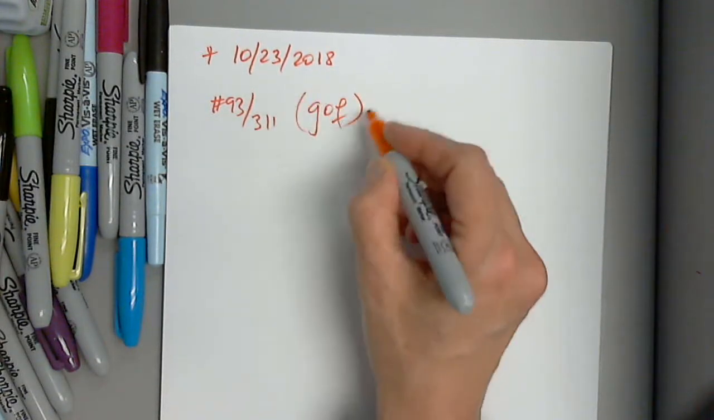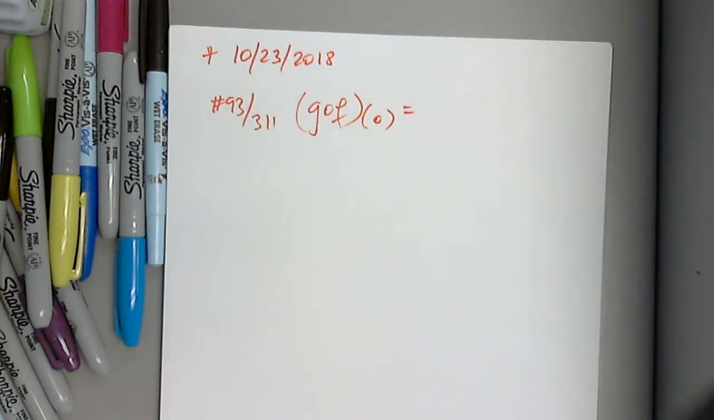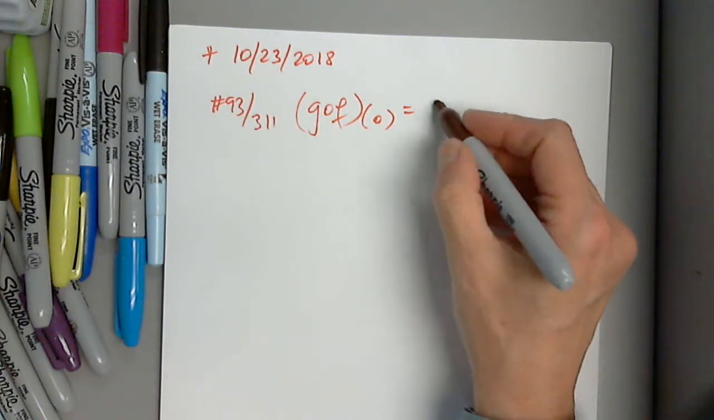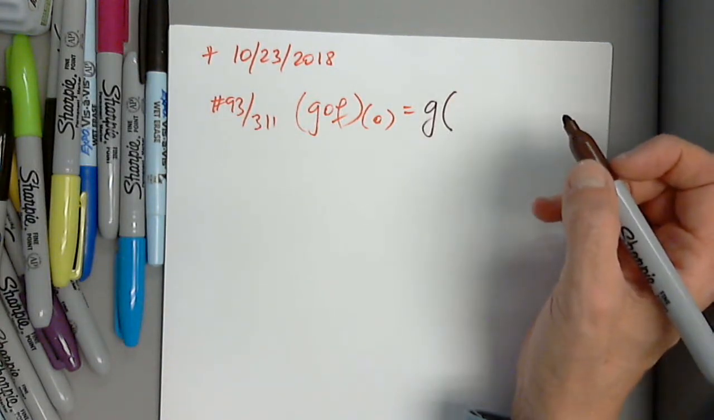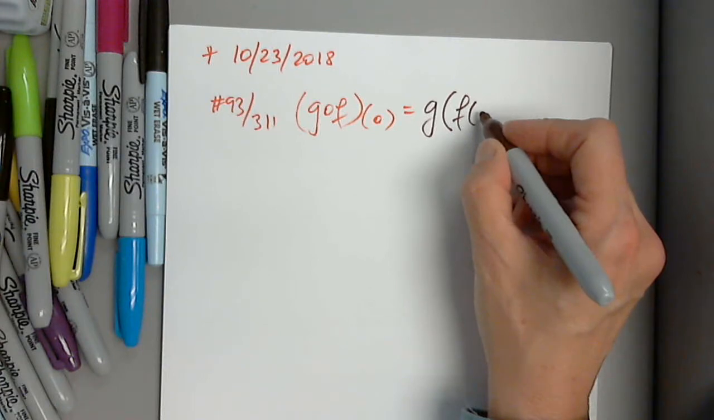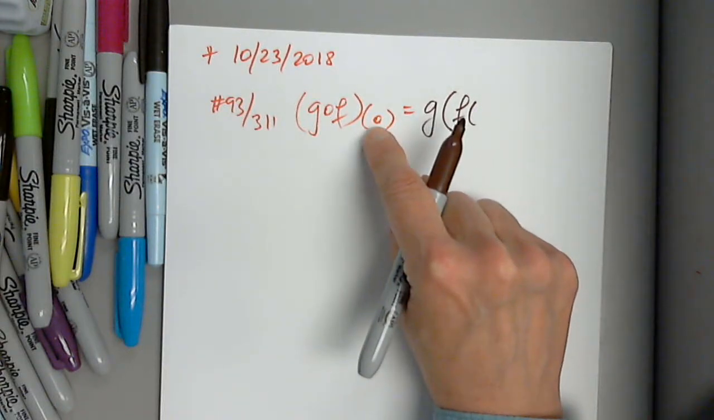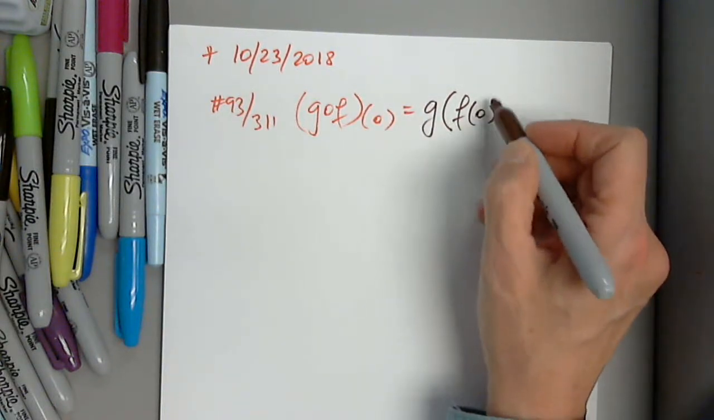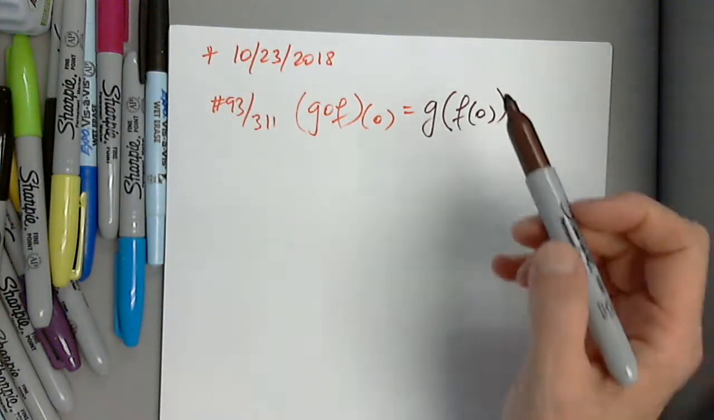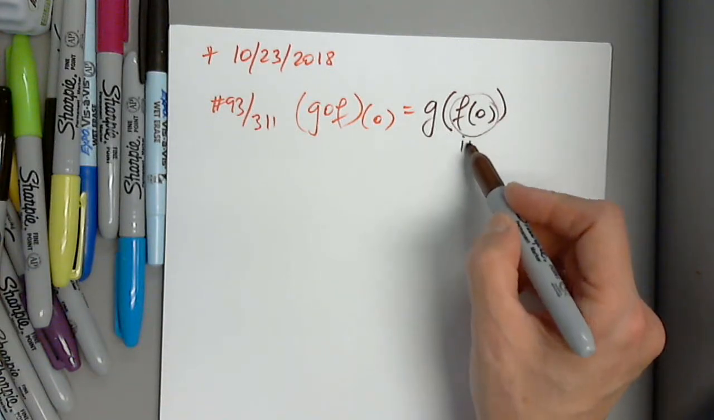Okay. So in 93, we're asked to find g composed with f of 0. Before I even look, I have to write what this means. It means g of f of x. Zero, but since it's 0, I will put 0. This is my starting point because this is the inner function.